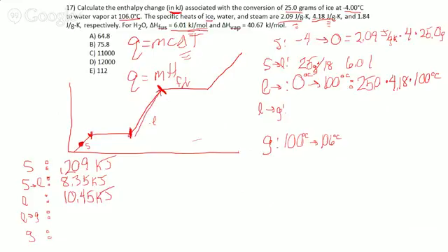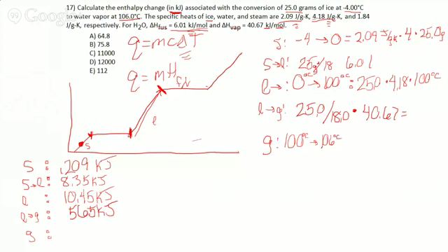Now I got to boil it. So I'm going to have to use the heat of vaporization. So again, they give me kilojoules per mole, and I got grams. So I have to first convert grams into moles by dividing it by the formula mass. So now I got moles. I got to times that by the heat of vaporization, which is 40.67, and I get 56.5 kilojoules.